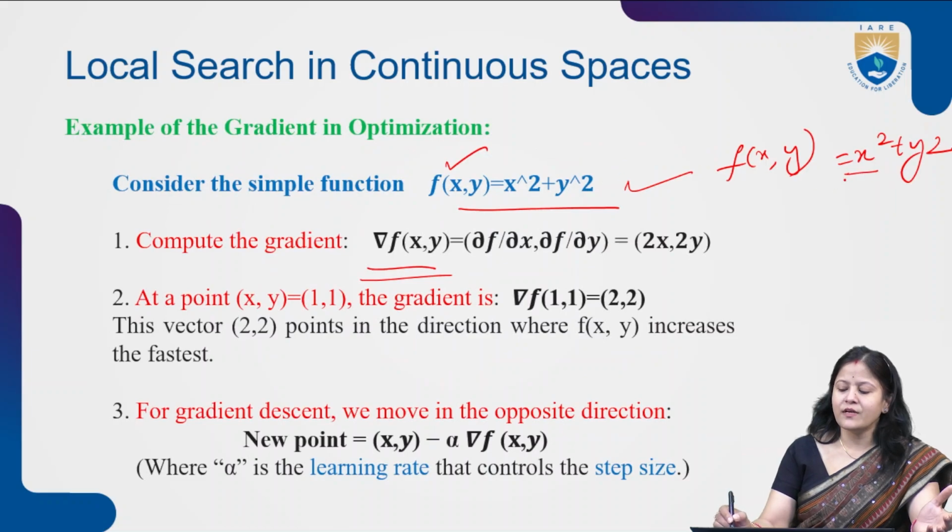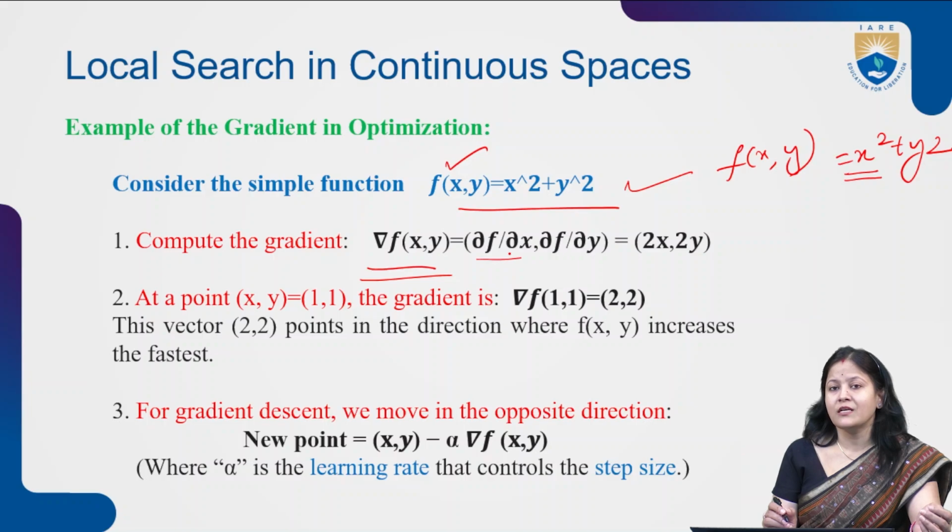What is the partial derivative of x squared? That is the partial derivative of f with respect to x. Same thing for y squared, the partial derivative of f with respect to y. So here f is equal to x squared, the first term. The derivative of x squared would be 2x, and of y squared would be 2y.